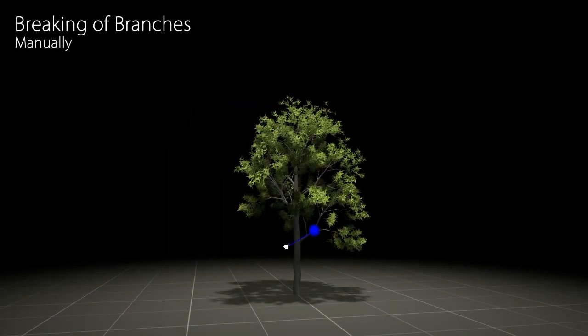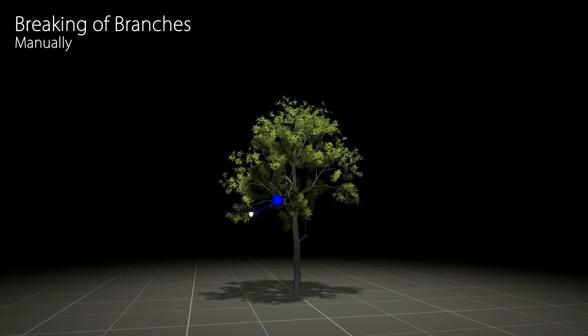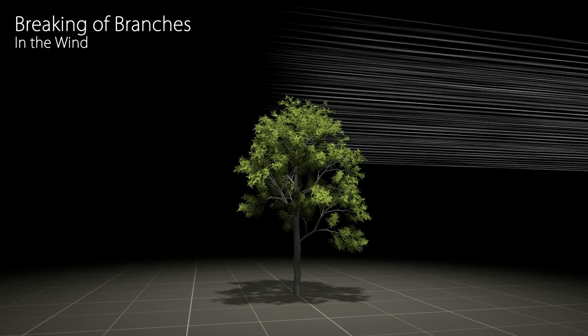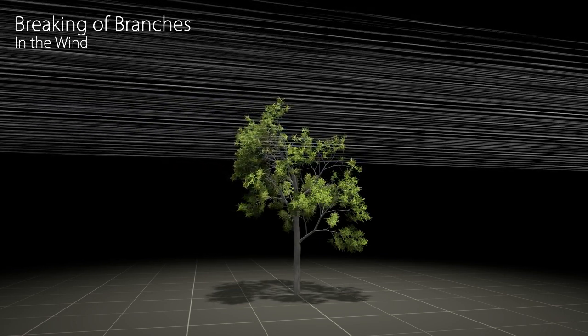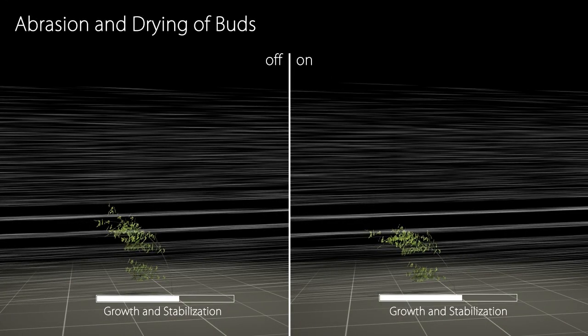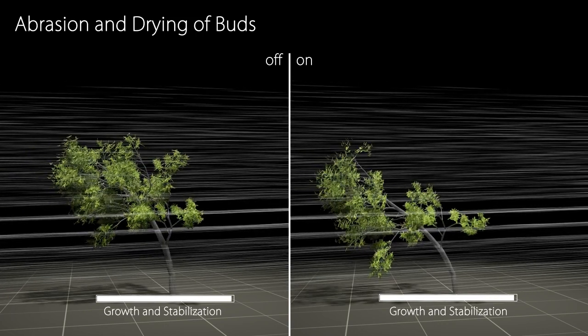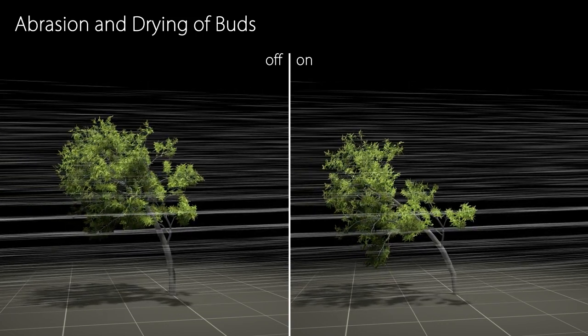Our system supports the breaking of branches when the stress on the branching structure exceeds a certain threshold. Due to a precise collision response of branches, even more complex phenomena, such as the abrasion and the drying of buds, can be modelled in our framework.